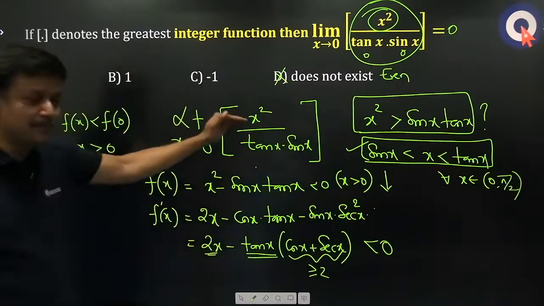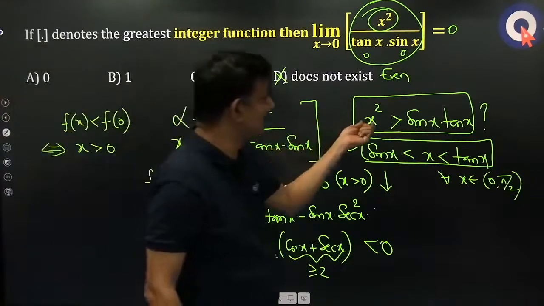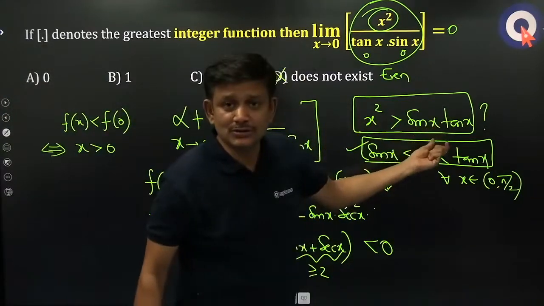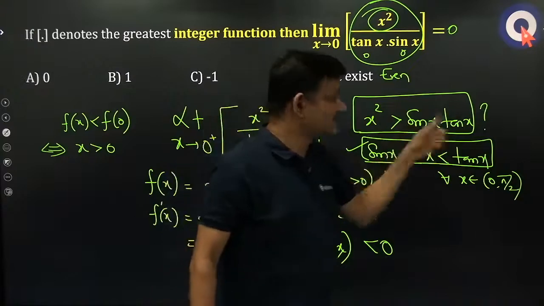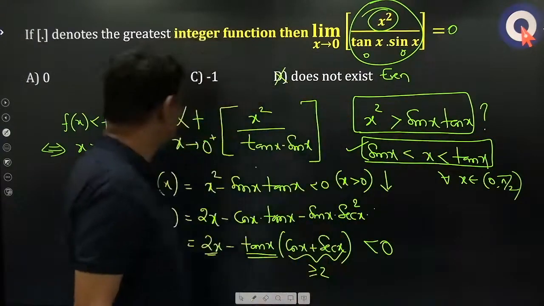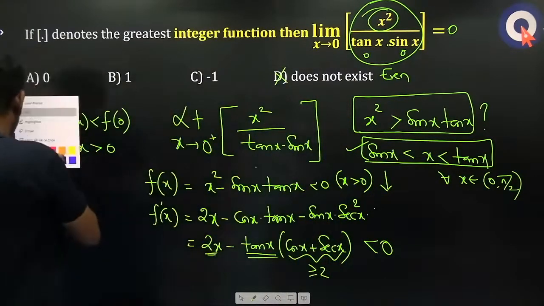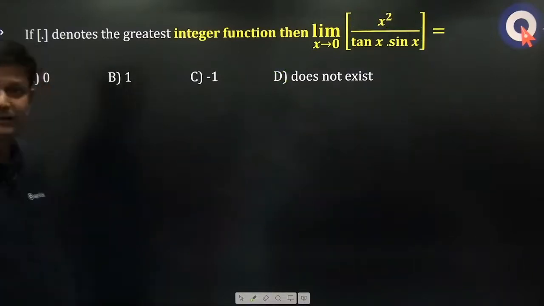This is one way of approaching the question. Once you have identified whether x square is greater than sin x tan x or less than sin x tan x, you can answer it. Is there any other way of doing this question? Yes, of course there would be.